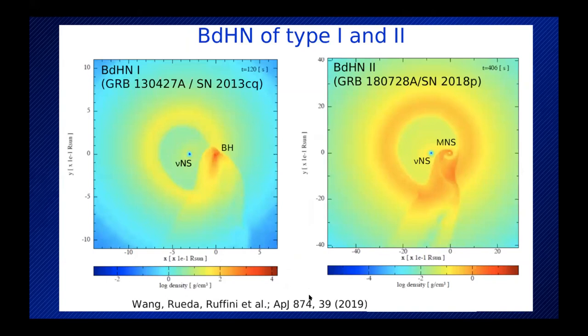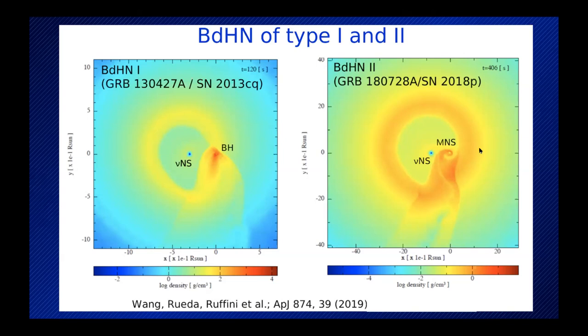These are two examples, again, thanks to the collaboration of Wang Yu and Rueda and the other people at Los Alamos, the case of two objects, a supernova with a period very short, here at 122 seconds, and the BDHN 2, which has a period much longer of 406 seconds. In this case, the closeness, the fact that the binary is very compact, it can form a black hole. In this other case, you don't form a black hole, but just a massive neutron star.